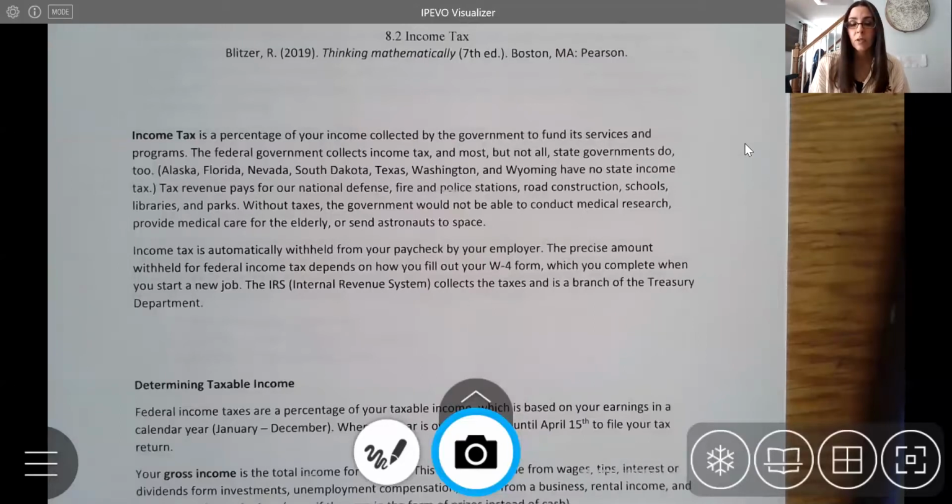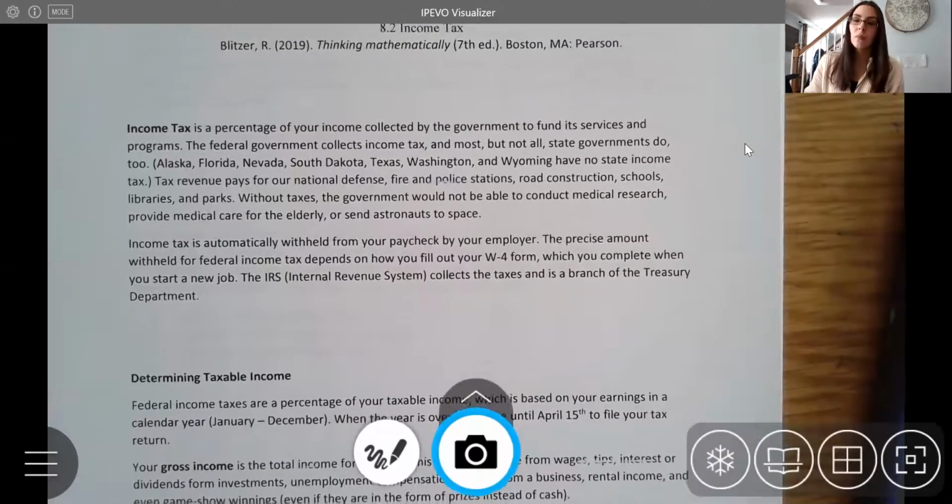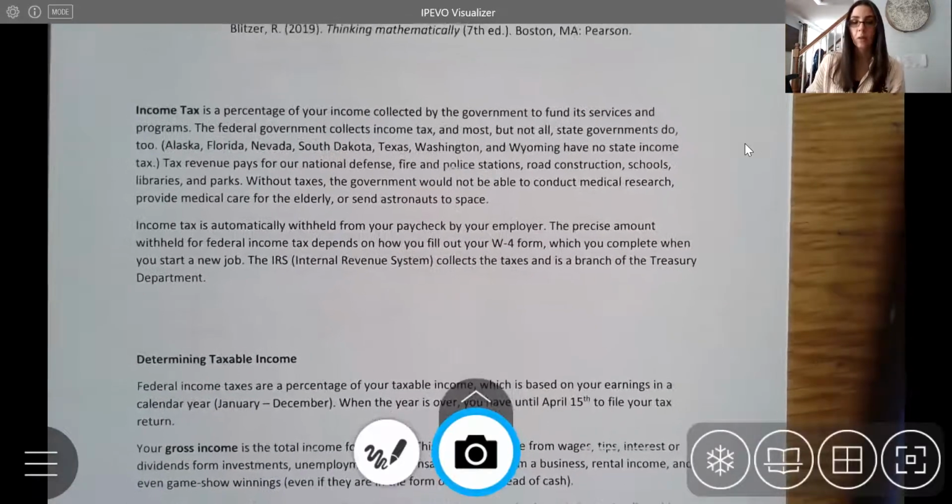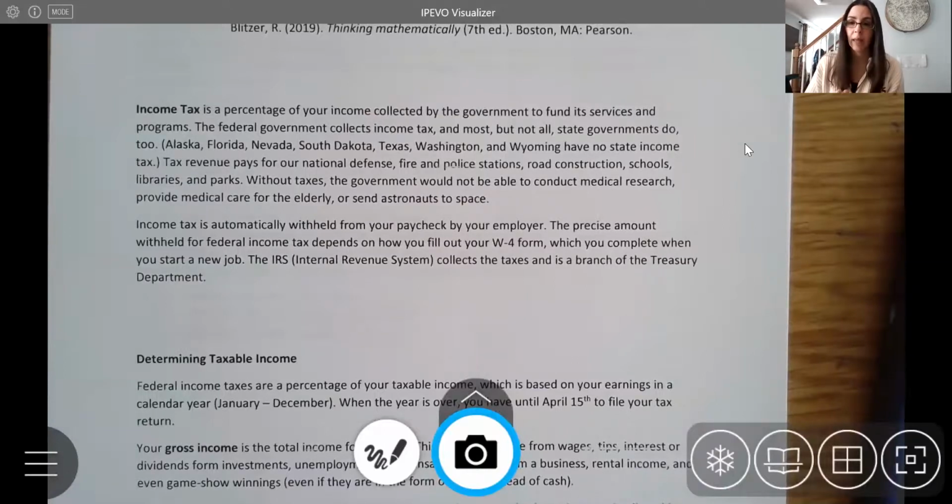Now, the IRS, which is called the Internal Revenue Service, collects the taxes, and it's a branch of the Treasury Department. Now, one thing to note, when you get your paycheck, they take taxes out of your paycheck whenever you get paid. And that's an estimation of what they think you're going to owe for the year.